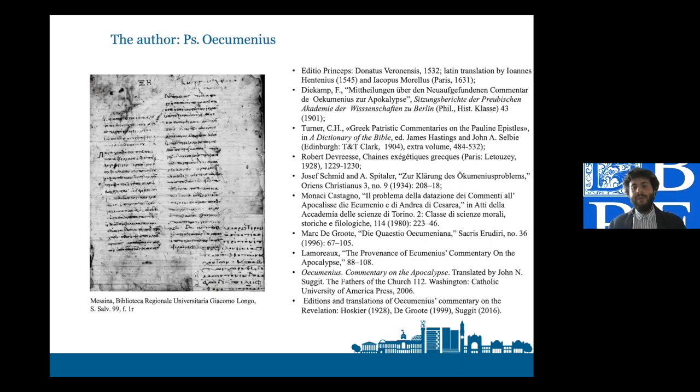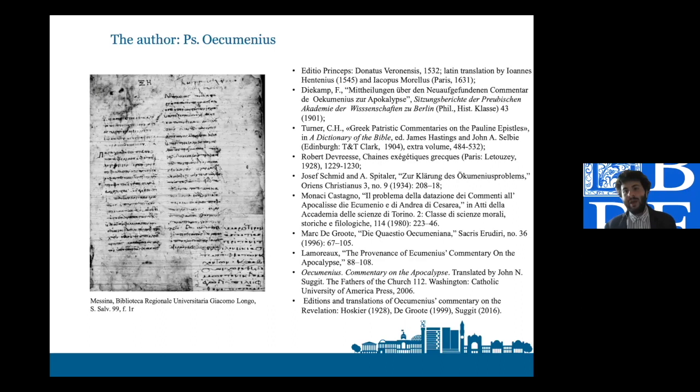Before the beginning of the 20th century, the scholarship was unanimous in identifying Oecumenius with a 10th century bishop of Tricca, while Franz Diekamp was the first one to propose to identify Oecumenius with a 6th century monophysite writer, author of a commentary on the Revelation and the Catenae on the Pauline letters and on the Acts. The theory by Franz Diekamp was supported by the discovery of a manuscript with the commentary on the Revelation attributed to an Oecumenius in the Biblioteca Regionale Universitaria in Messina, and by the discovery of a private correspondence between Severus of Antioch and Oecumenius. In this correspondence, Oecumenius is called comes.